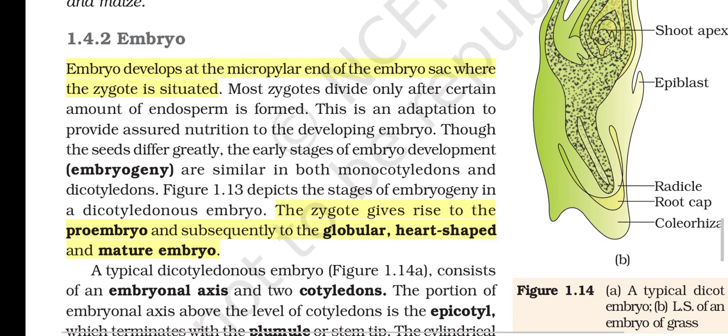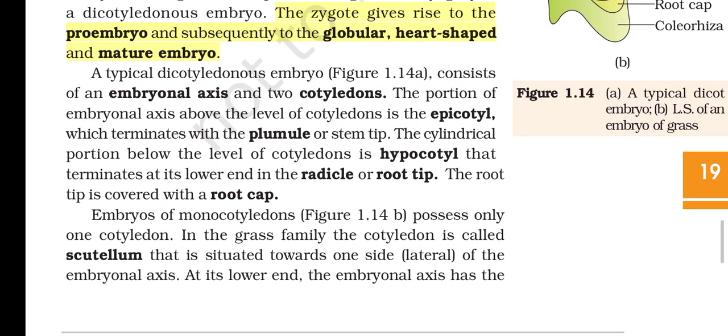Figure 1.13 depicts the stages of embryogeny in a dicotyledonous embryo. The zygote gives rise to the proembryo and subsequently to the globular, heart-shaped and mature embryo. A typical dicotyledonous embryo consists of an embryonal axis and two cotyledons. The portion of embryonal axis above the level of cotyledons is the epicotyl, which terminates with the plumule or stem tip. The cylindrical portion below the level of cotyledons is hypocotyl, that terminates at its lower end in the radicle or root tip. The root tip is covered with a root cap.